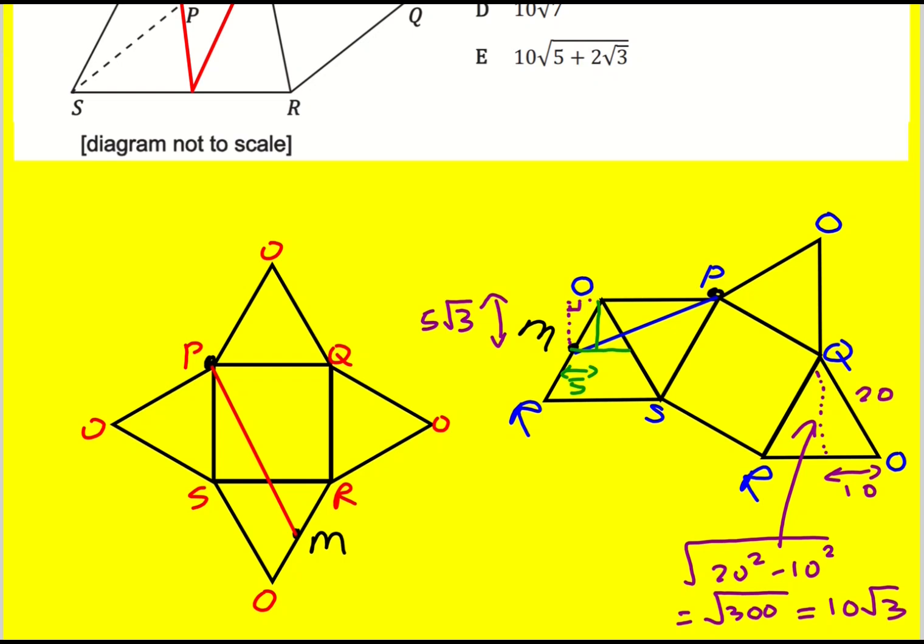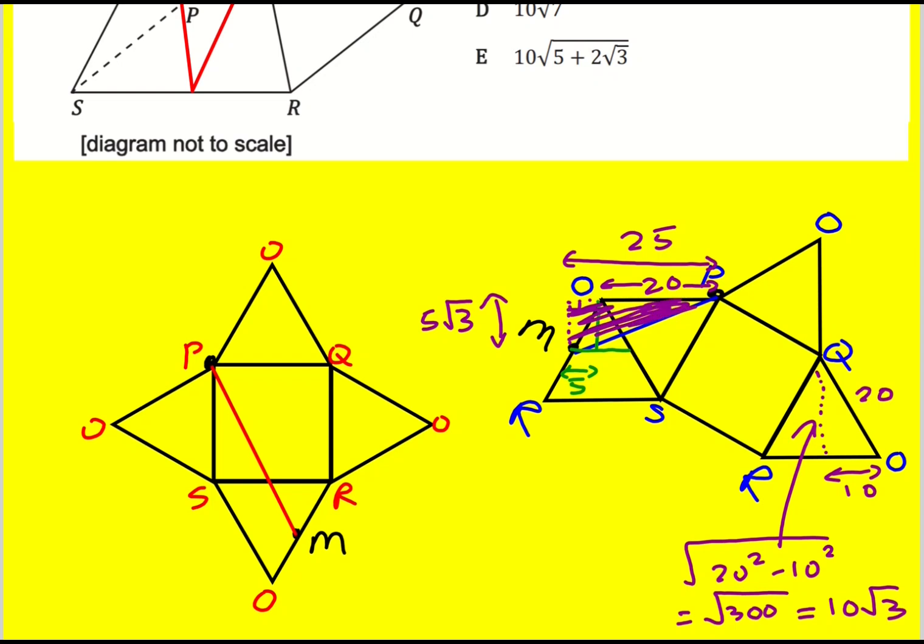And remember, we've got 20 for this length. So my overall length of my right angle triangle is going to be 25. So I've worked out the height of the little green triangle, 5 root 3. I've worked out the base is going to be 10. I've halved it to give me 5. And then I can see this purple triangle that I'm now shading in.